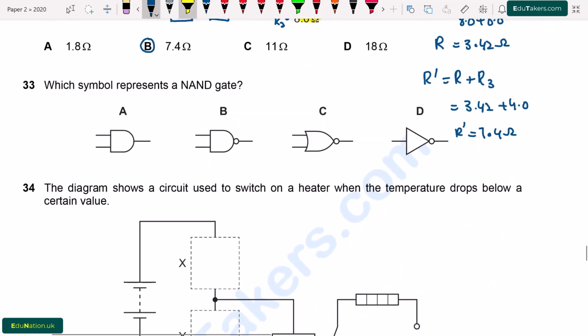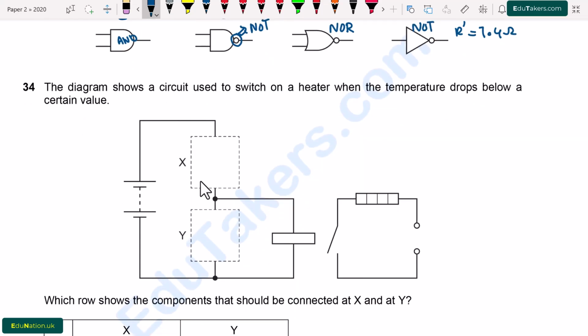Question number 33. Which symbol represents a NAND gate? NAND gate is basically formed when we apply a NOT gate over an AND gate. So the symbol for the NAND gate is shown by option B. For A, this is basically an AND gate. And this bubble sign shows that we have applied a NOT gate. Option C is a NOR gate, while D is a NOT gate. So the only correct combination is B.